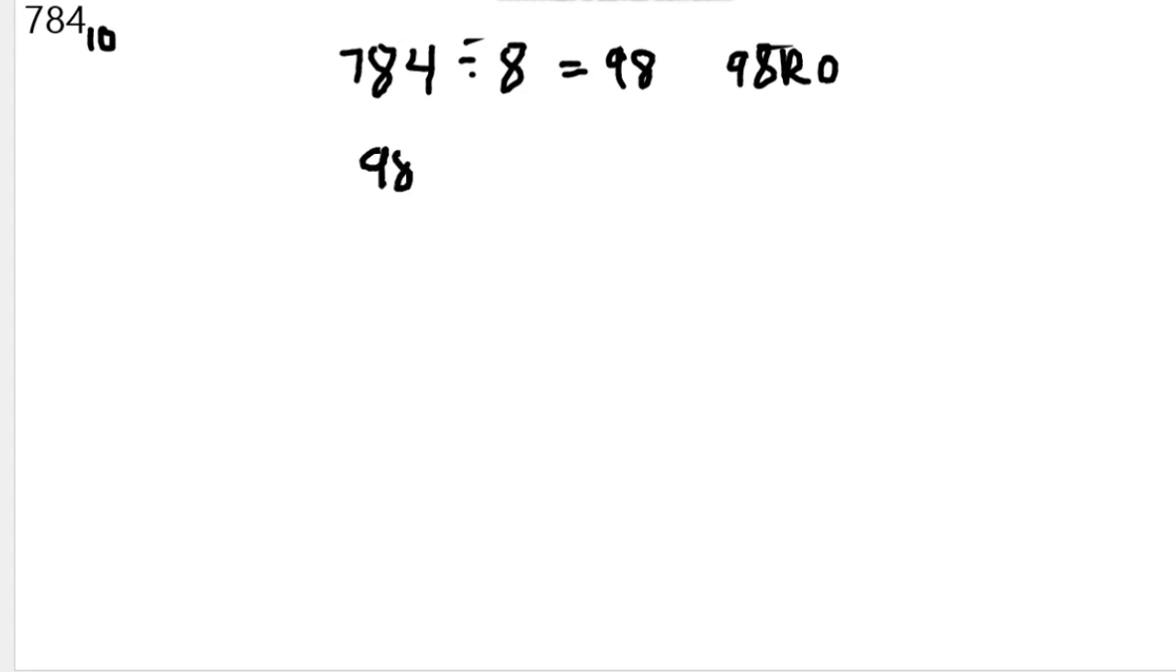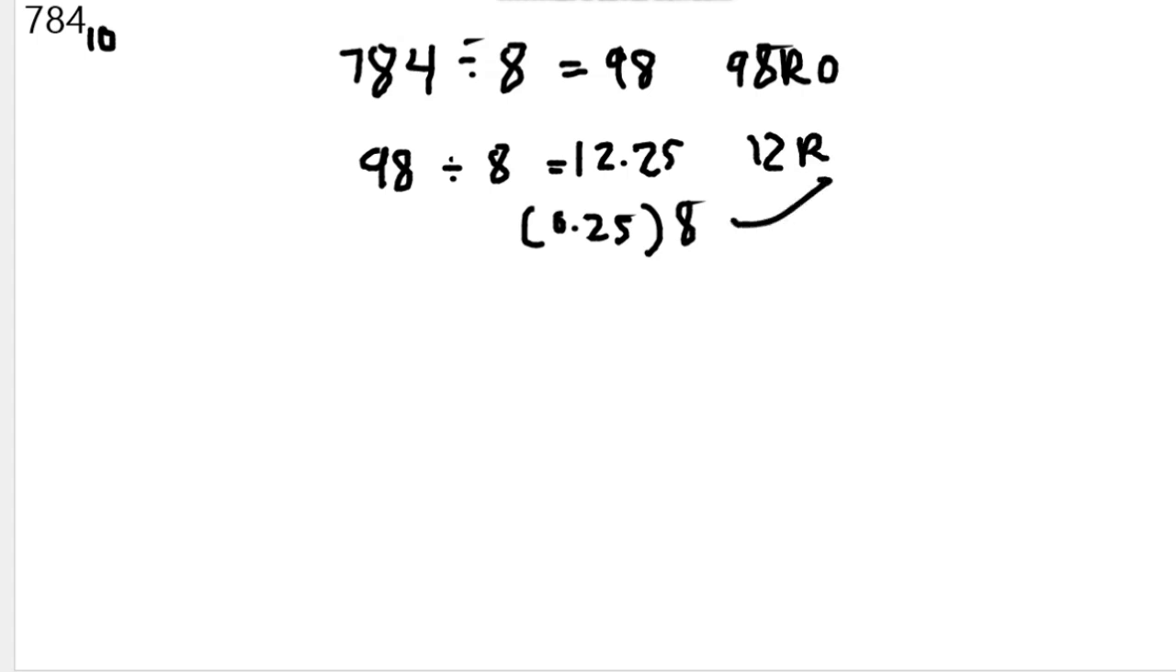Now what we can do here is take 98 and divide it by 8. 98 divided by 8 is going to be 12.25. So we're going to take the decimal, which is 0.25, and multiply it by 8. So we got 12 remainder, 0.25 times 8 is going to be 2. Now we can take 12 and divide it by 8 again.